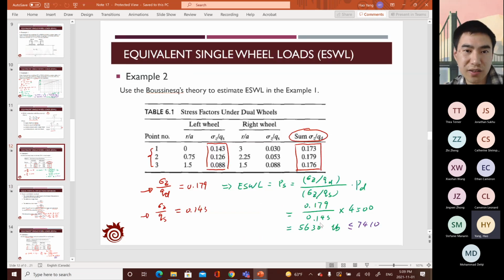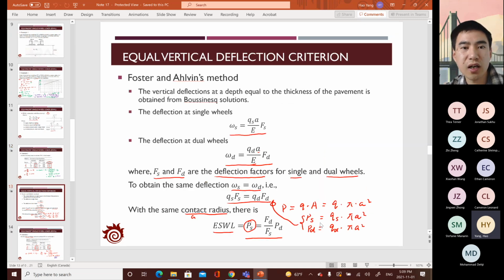And so that's the second method we can apply for the equal vertical stress criterion. The third one we're going to use is called the Foster and Ahlvin method. In this method, we will consider the vertical deflection at a depth equal to the thickness of the pavement, obtained from the Boussinesq solution. This method defines the deflection at a single wheel and dual wheel.